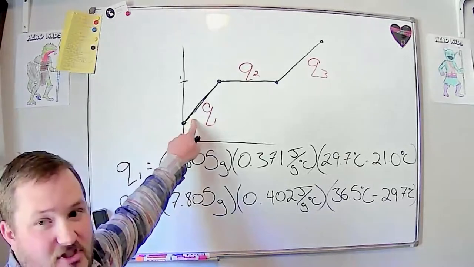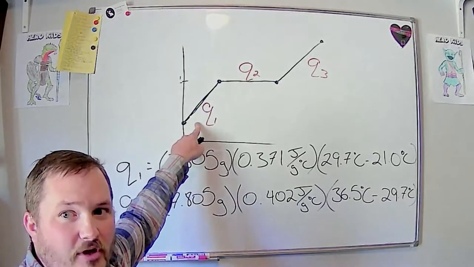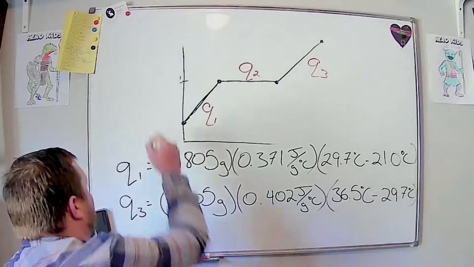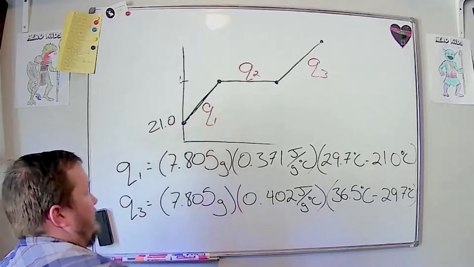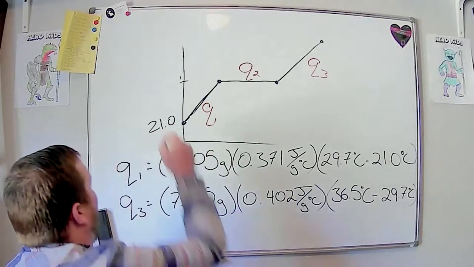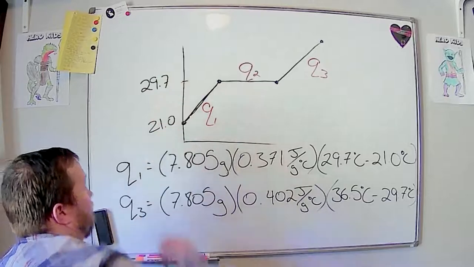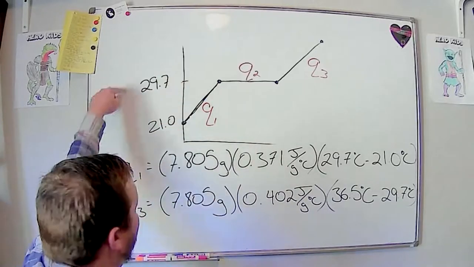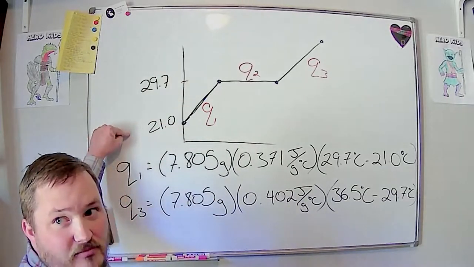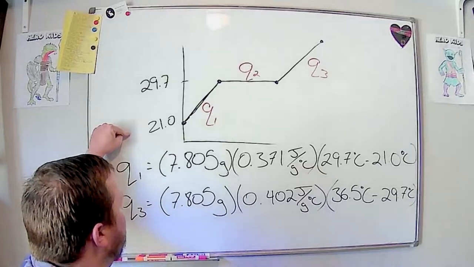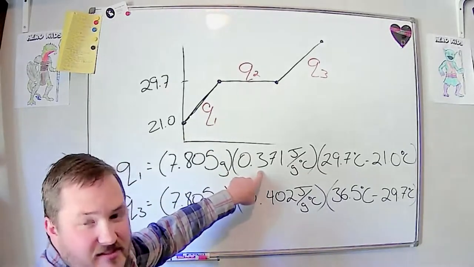So for Q1, we're starting as a solid at 21 degrees Celsius. We're going up until we get to 29.7 degrees Celsius. So that's going to give us our delta T for the first part. Our specific heat is given to us.